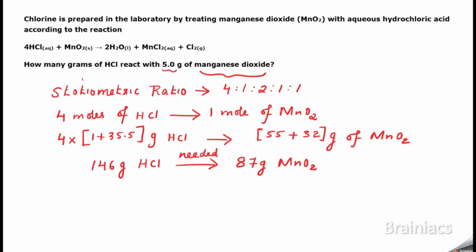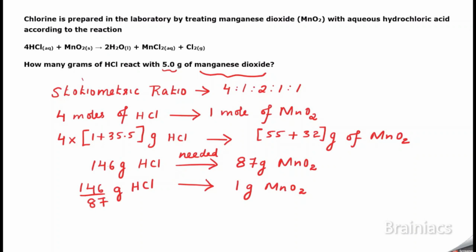Now what they have given in the question is 5 gram of manganese dioxide. From this we know that 87 gram MnO2 needs 146 gram HCl. But in the question they are asking how many grams of HCl are needed for 5 gram of manganese dioxide. So first we will convert 87 gram to 1 gram. How can you do that? Divide by 87. So this will become 1 gram MnO2. When you are dividing on the RHS, divide on the LHS also. So this will become 146 by 87 gram HCl.